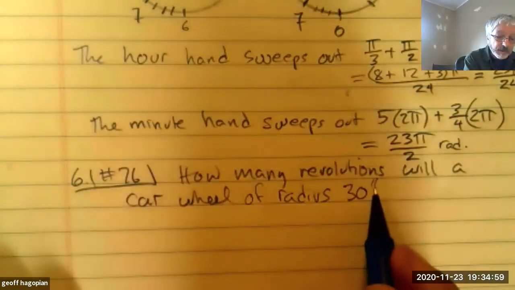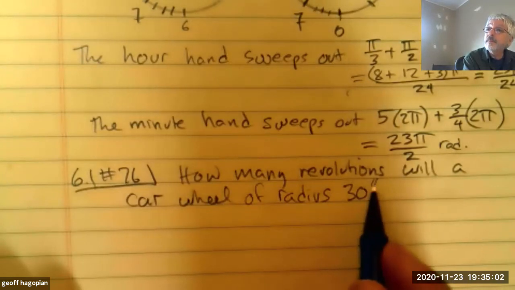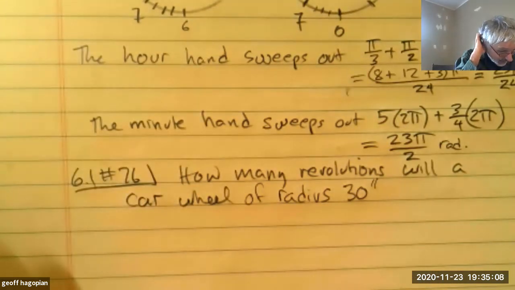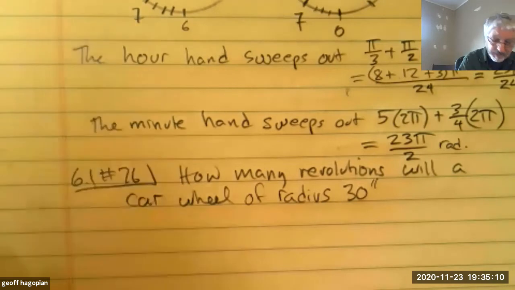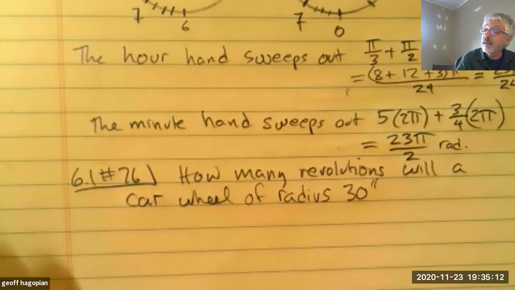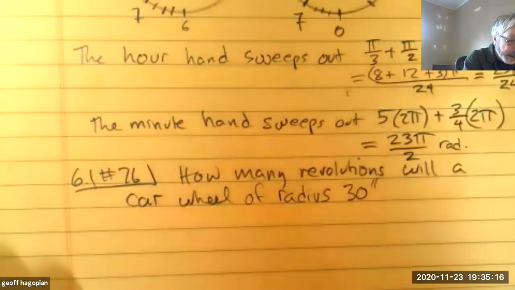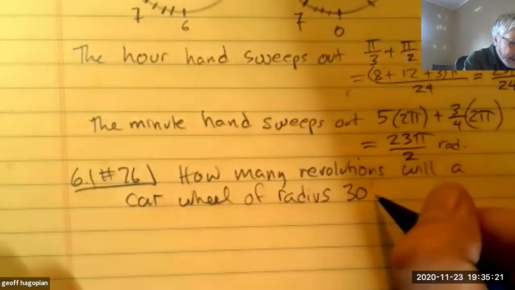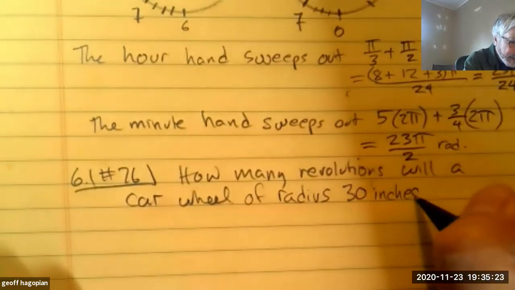You got to be careful with these little superscript demarcations, because that can also mean seconds in measuring of an angle. But here I mean minutes. Should we just write out the word minutes? Inches. Yeah, see, I even confused myself there.